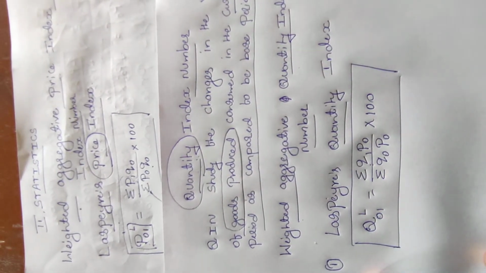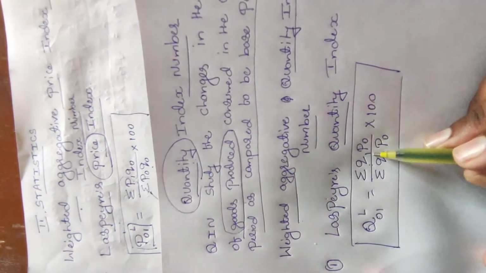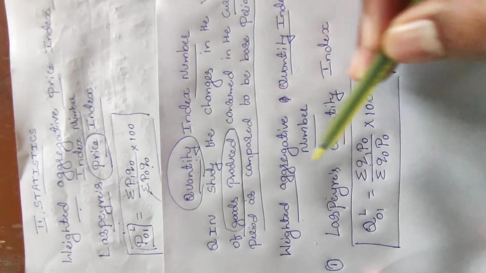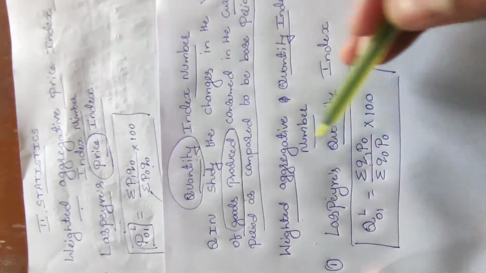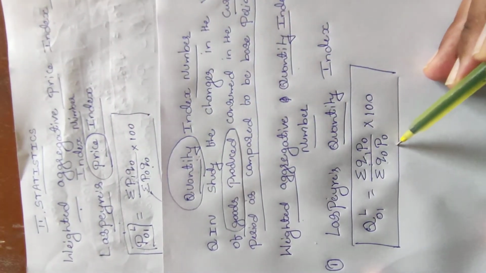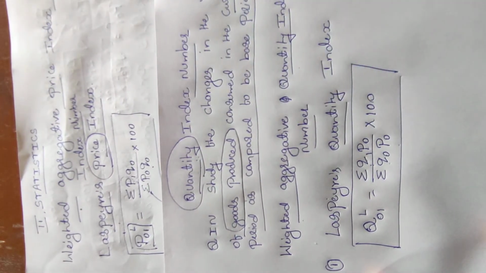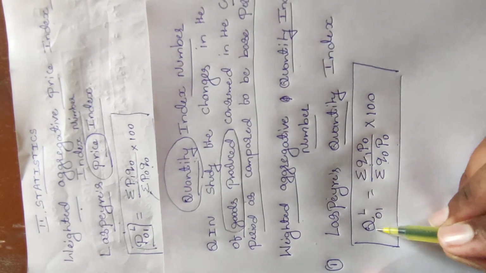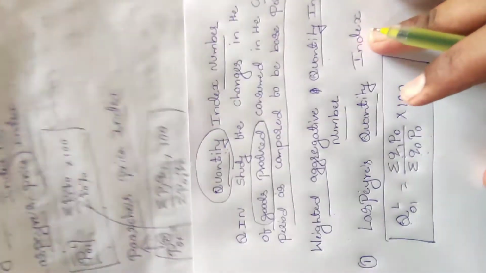So this is the formula for the Laspeyres quantity index. The time we should write as it is, and the factors we should interchange. Where P is there, we write Q, and where Q is there, we write P. So the factors are interchanged. In the price index number we give importance to price, and in the quantity index number we give importance to quantities. Okay students, I think all have understood that. Go to the next concept.